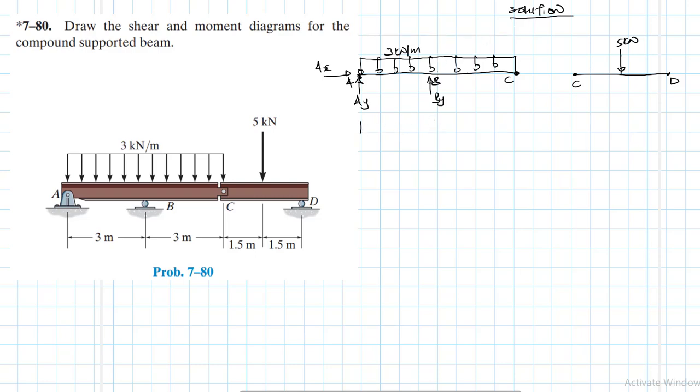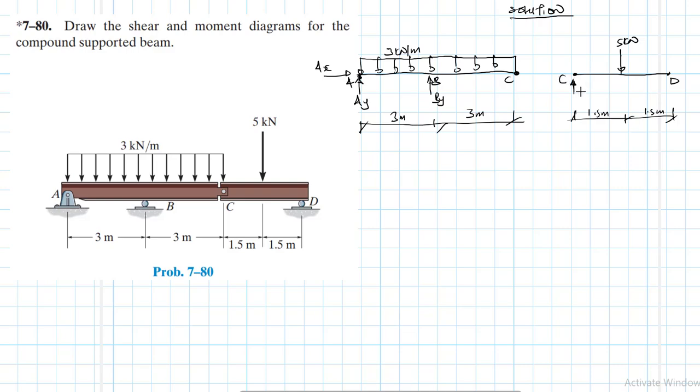I think I'll put them at the bottom. This is 3 meters, this is 3 meters, and then this is 1.5 and this is 1.5. We expect a reaction at C.